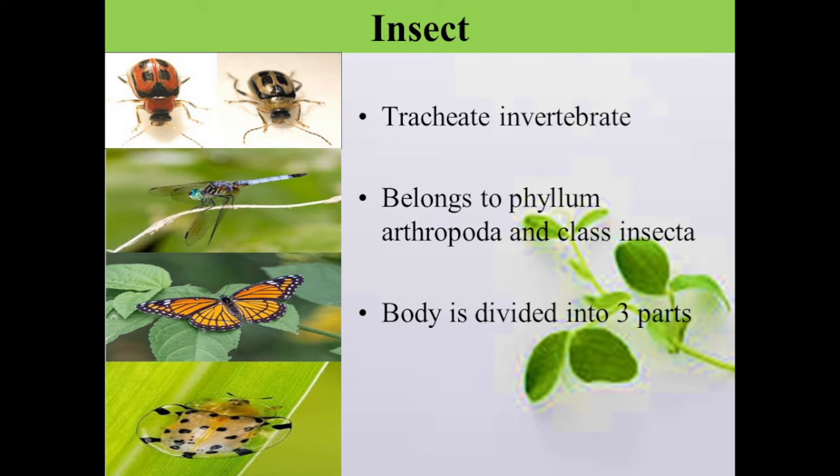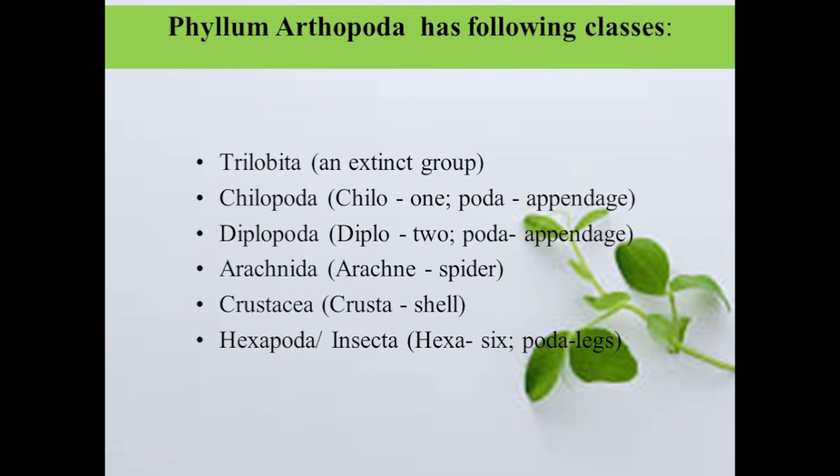Now we can define insects. Insects are tracheate invertebrates which belong to the phylum Arthropoda and class Insecta, and their body is divided into three parts, that is head, thorax and abdomen. The phylum Arthropoda is further divided into classes on the basis of the appendages. The classes are Trilobita, Chilopoda, Diplopoda, Arachnida, Crustacea, Hexapoda or Insecta.